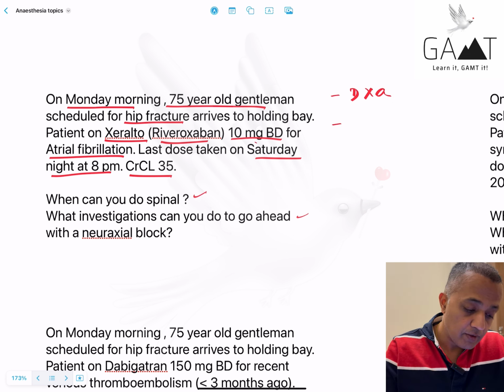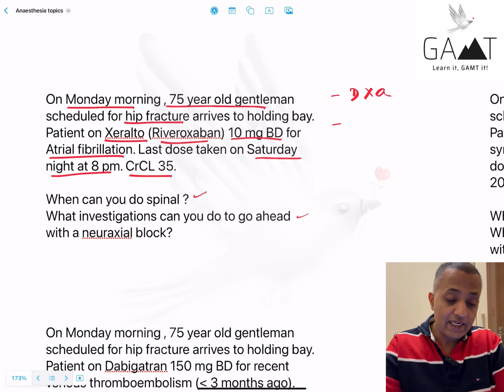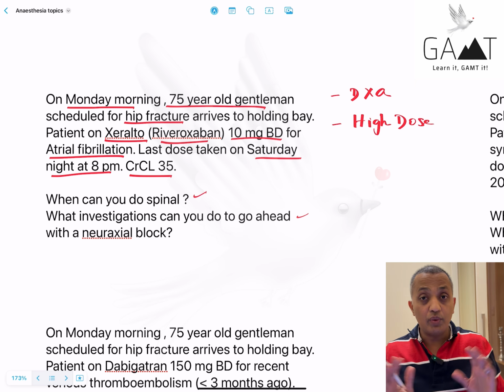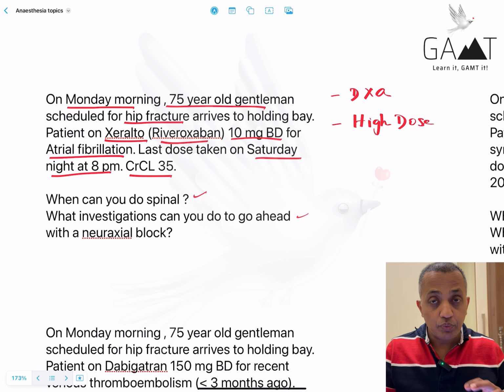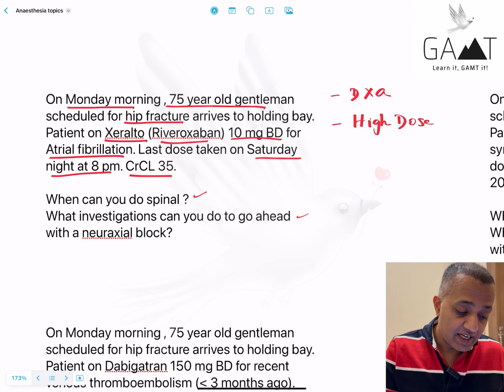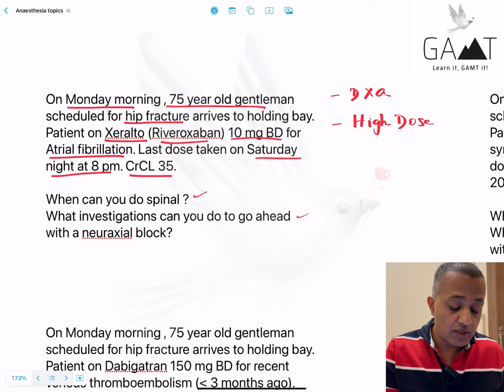This is for atrial fibrillation prophylaxis, so most likely high dose. So if you're in doubt, always clarify before you make assumptions. Okay, so atrial fibrillation, most likely high dose. Last dose taken on Saturday night at 8 p.m. So he's arrived to the theater on Monday morning.